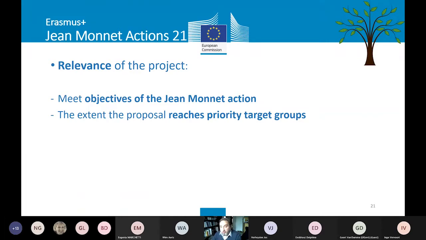So the relevance, of course, is to meet the objectives of the action. Each time you follow what is written in the guidelines for applicants. The guideline has three parts, part A, B, C. Part A is the Erasmus Plus program in general. Part B is the details per action. And part C is more, I would say, the arrangements and the technical and financial application. So of course, for the relevance, you have to meet the objectives and the priorities of the action.